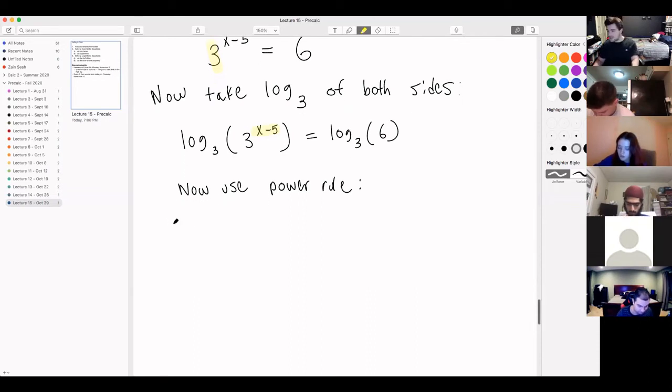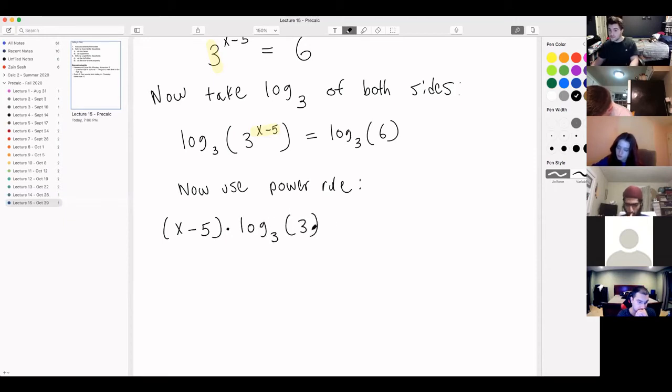Okay, so this will be... you have a binomial, and you're taking that out as a coefficient. So just use parentheses. It'll be x minus 5 times... All right, so just be cautious with your parentheses. Bring that out as a coefficient, and what's left is just log base 3 of 3. Okay, and this is still equal to log base 3 of 6.